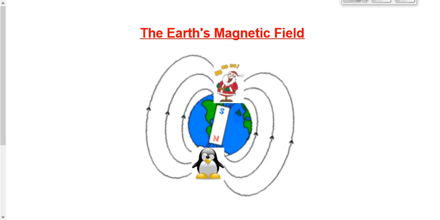Does this change the way we navigate? Of course not. When you're navigating, everybody calls this the North Pole. It's not. Magnetically, it's the South Pole. But if we all call it the same thing, if we're all using the same frame of reference, it doesn't really matter. It's called magnetic south. We all call it north.